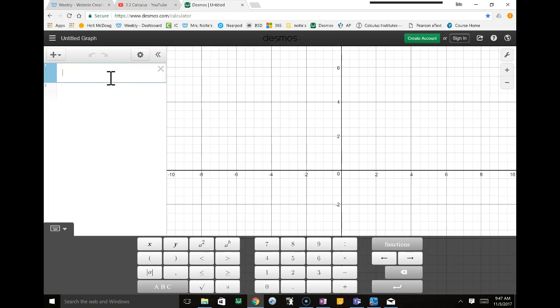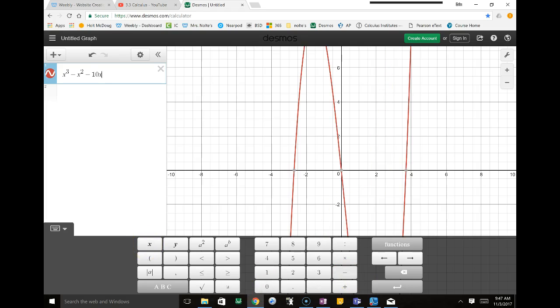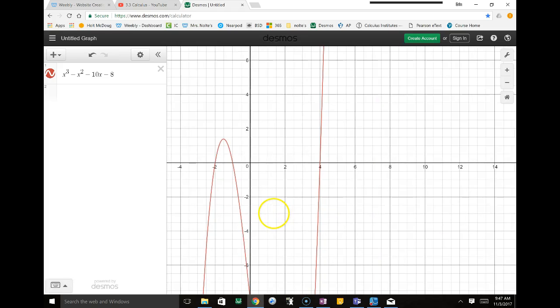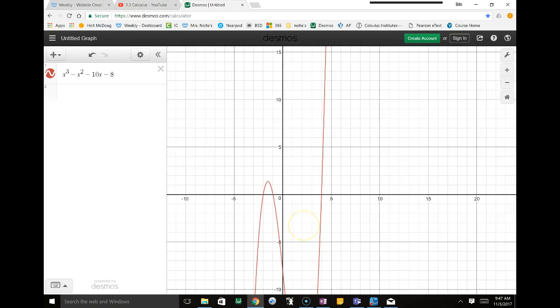What was the equation? I don't remember it off the top of my head. X cubed minus x squared minus 10x minus 8. Okay, so we have this graph. And what do you think that we're looking for?